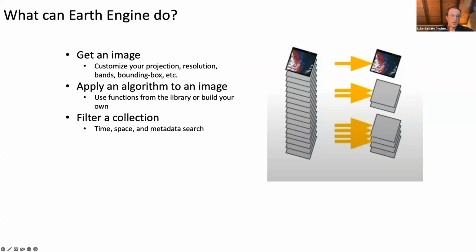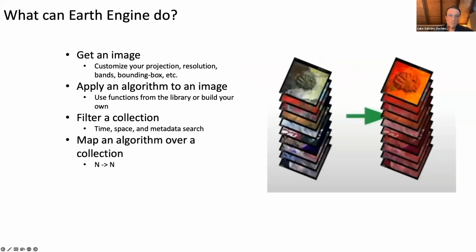You can filter a collection of images based on time, space, or metadata. And then you can also map an algorithm over a collection of images. And I mean map in the computer science version of map. This is not cartographic mapping. It's like applying a computation to a series of images is what I mean by map there.